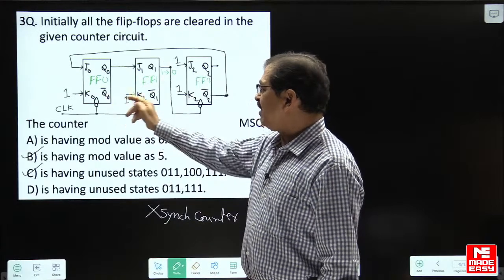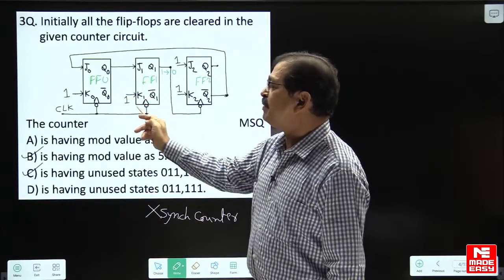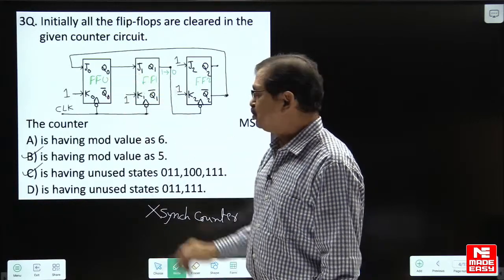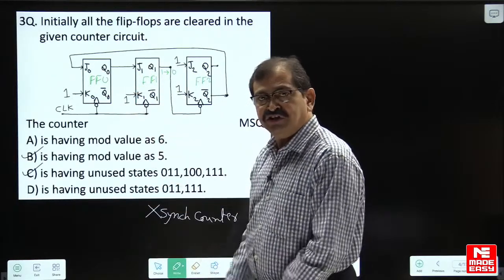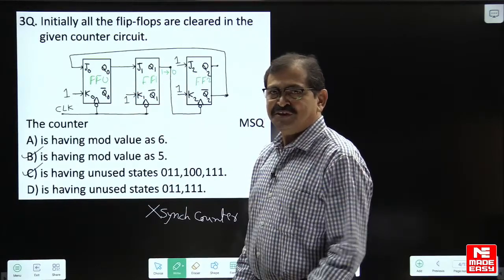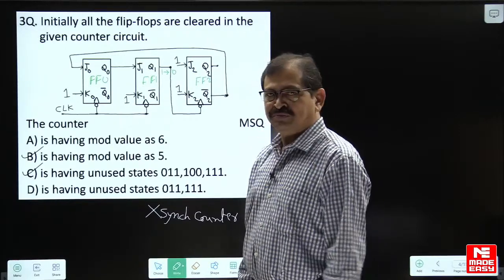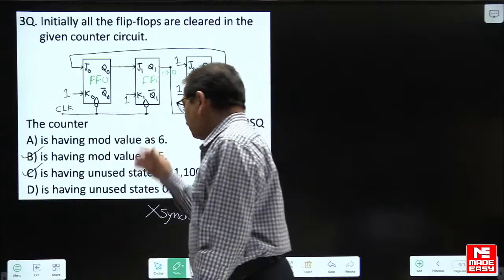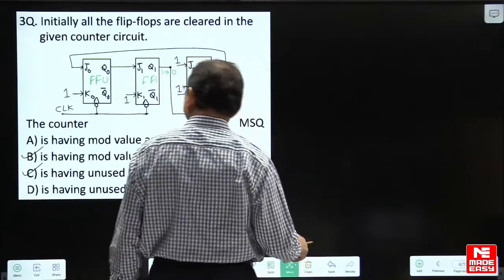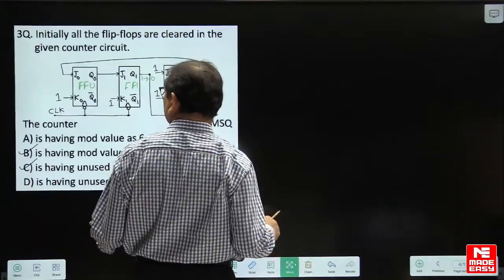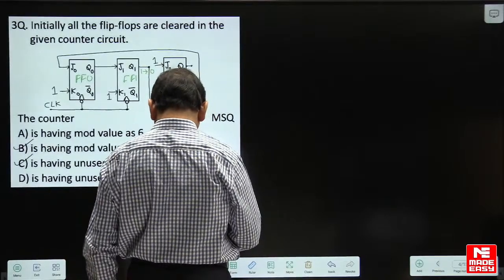But coming to flip-flop 0 and flip-flop 1, they are having possibility based on the respective inputs. For every clock pulse, they may be changing their values. This is the thing you need to understand. It is a very good question. So we need to analyze this question, we need to analyze this counter circuit.